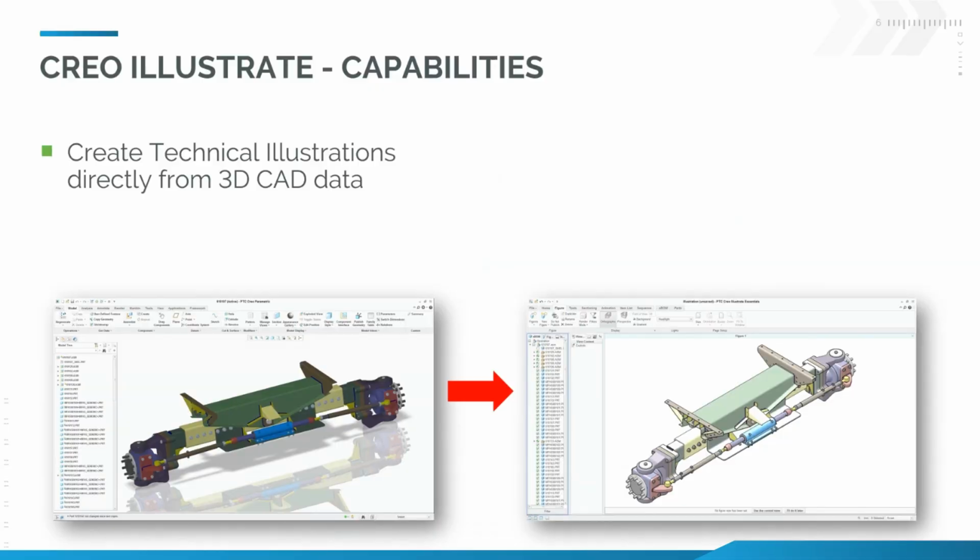One of the core capabilities of Illustrate is that the images are built directly off of that rich source 3D CAD data, which means that we can link back to that source object, and as updates occur, we can ensure that everything's updated accordingly.